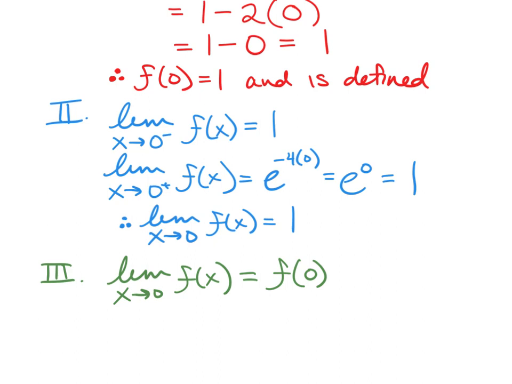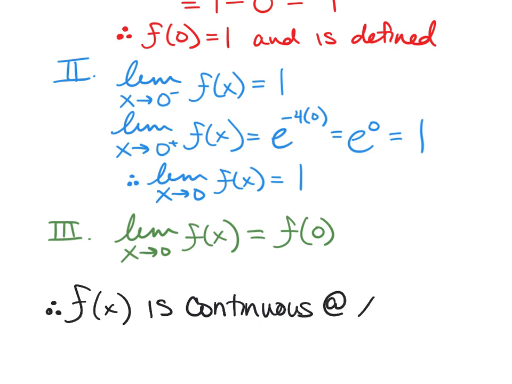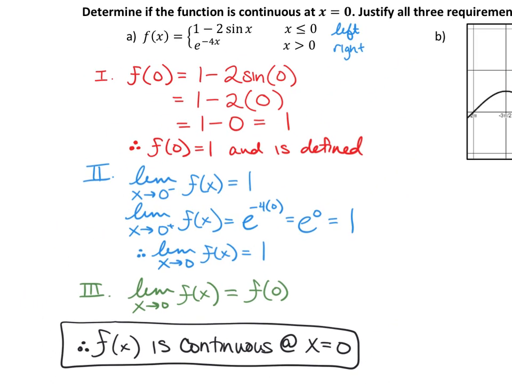Okay, so now that we've concluded that the third requirement is met, we just need to write our final statement, which is the final conclusion. Therefore, f of x is continuous at the point x equal to 0. So that's our final conclusion statement. So all of that is the full correct way you would want to write the justification for f of x being continuous at point 0.